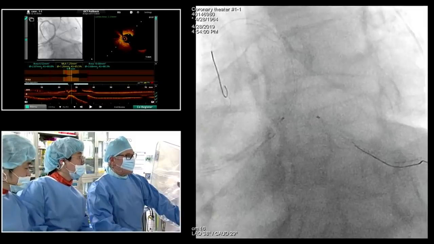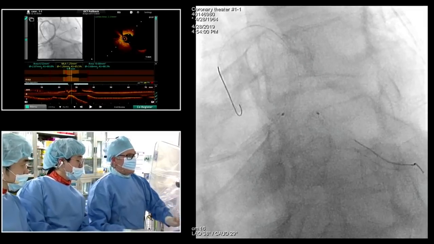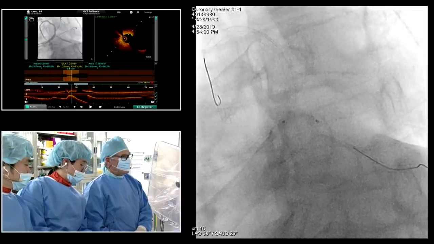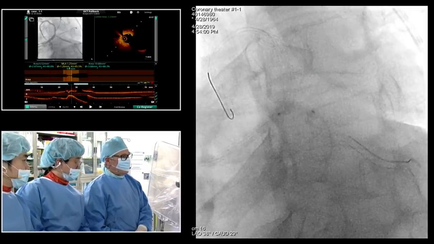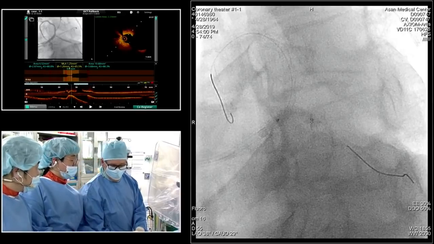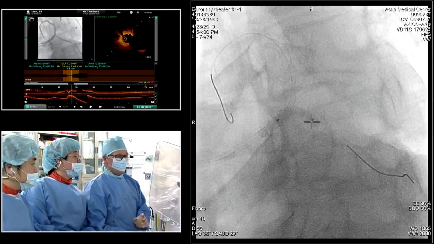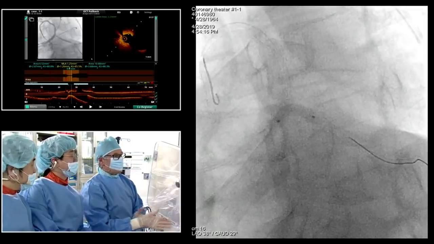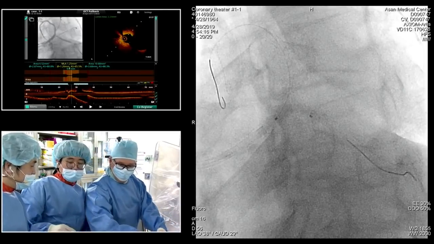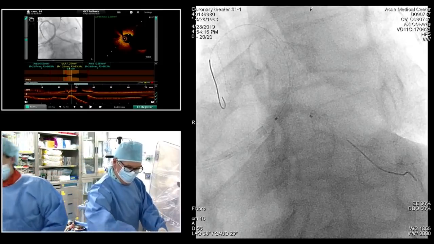Go ahead. Just a few days ago, the FDA announced a very high mortality of DCB for peripheral artery angioplasty. SJ, do you have any comments about the routine use of DCB for coronary artery disease? Long inflation is very important. Yeah, no comment. So now we can prepare the 3.5 semi-compliant balloon for the LAD.